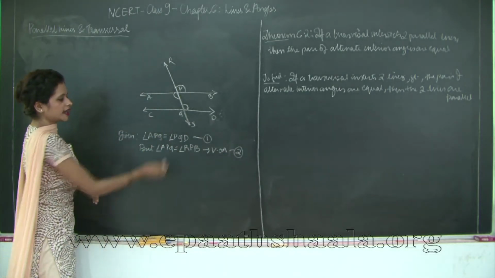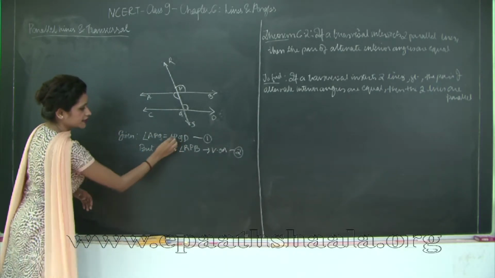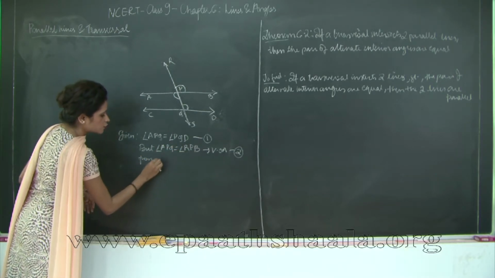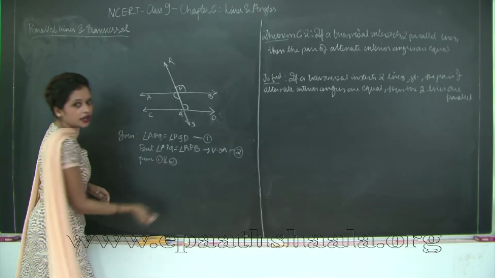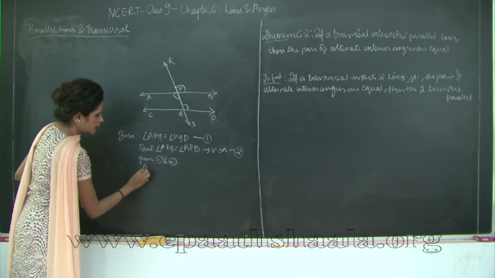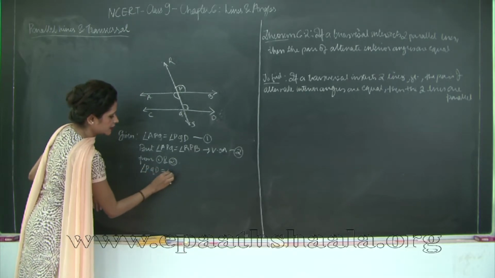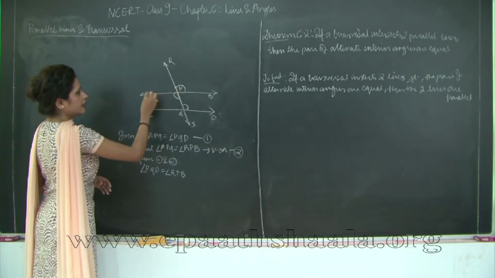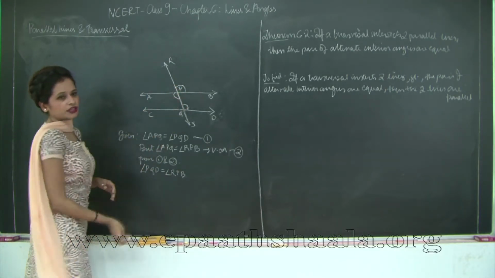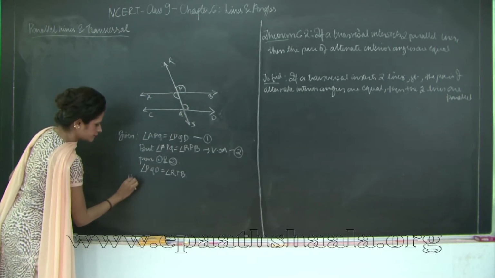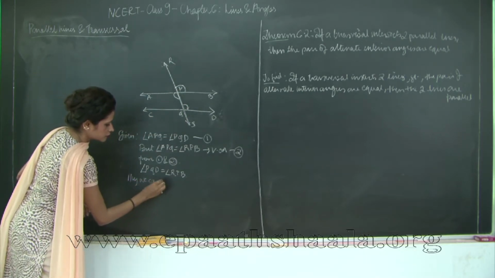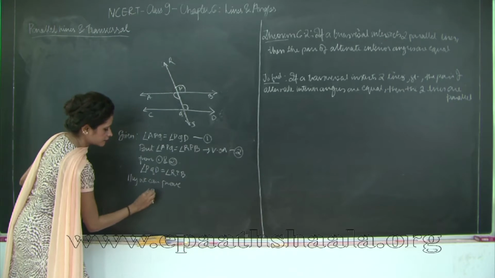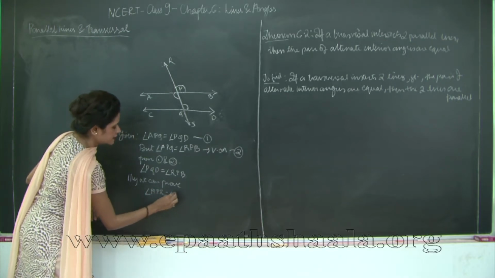Again, from 1 and 2, what do we get? That PQD is equal to RPB. That is, angle PQD is equal to angle RPB. Therefore, from 1 and 2, using the axiom that equals that are equal to the same thing are equal to each other, angle PQD is equal to angle RPB. Similarly, you can prove that angle APR is equal to angle CQP.